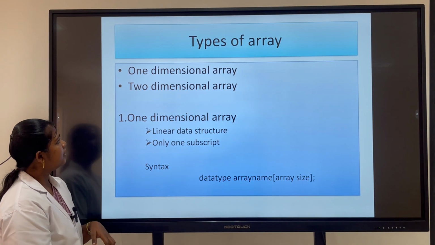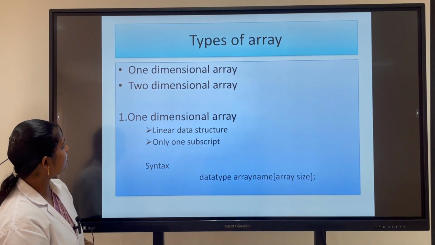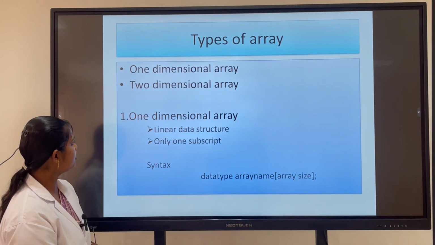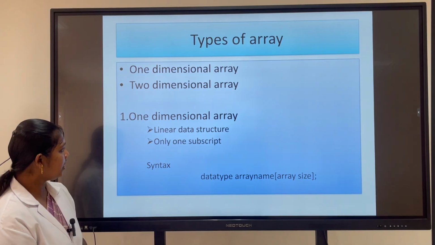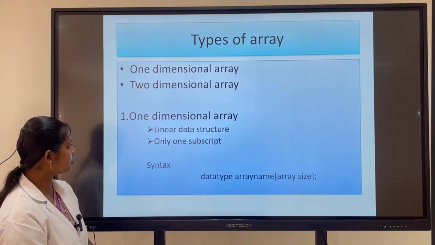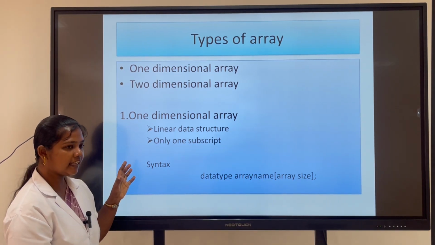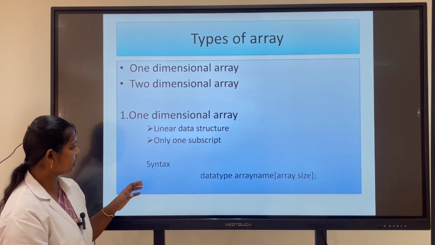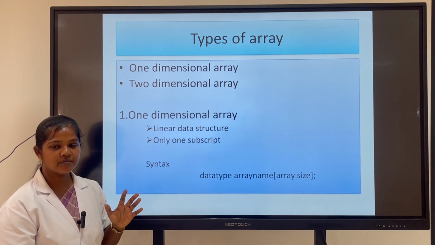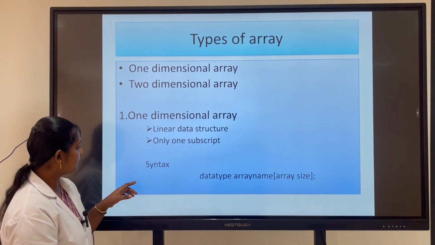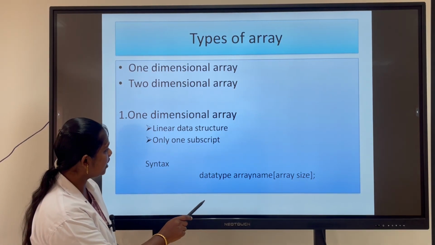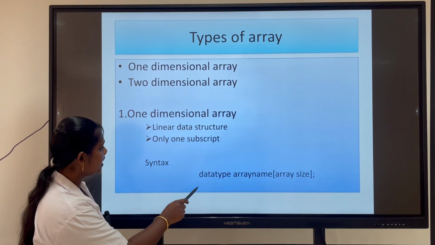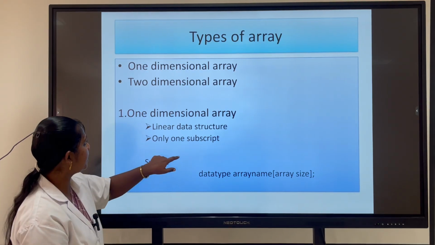Types of array. There are two types of array: one-dimensional array and two-dimensional array. First we see the one-dimensional array. In a one-dimensional array, we can store the elements in a linear data structure. Here only one subscript is needed to specify the array. The syntax of array is data type, array name, array size.